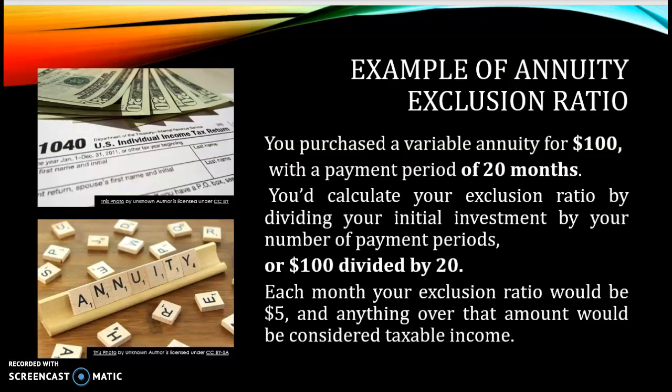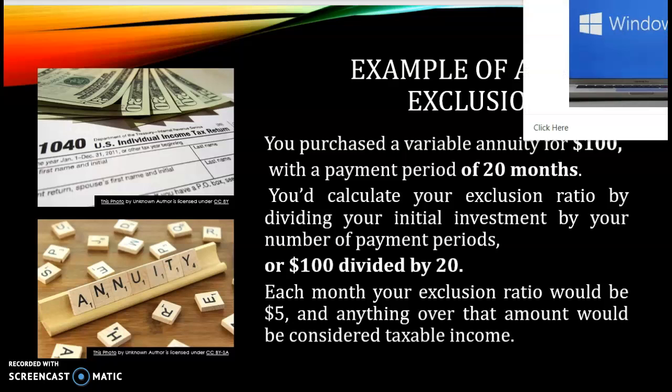Let's say, for example, you purchase an annuity for $100 with a payment period of 20 months. You'd calculate your exclusion ratio by dividing your initial investment by the number of payment periods, or $100 divided by 20. Each month your exclusion ratio will be $5, and anything over that amount would be considered taxable income.